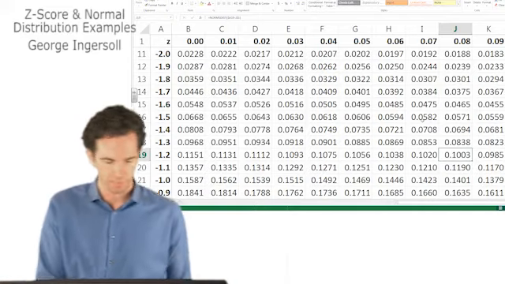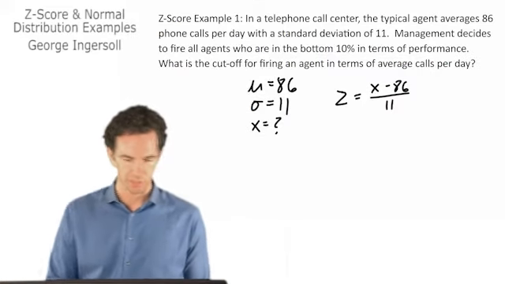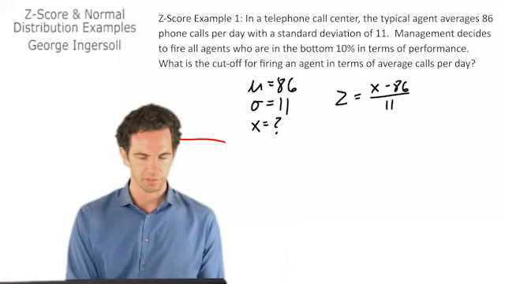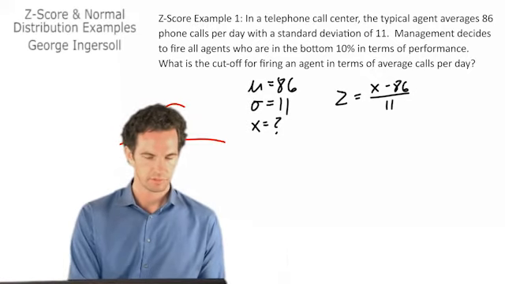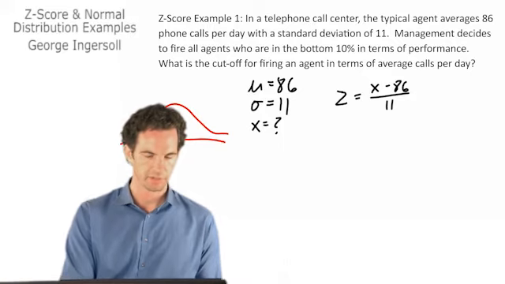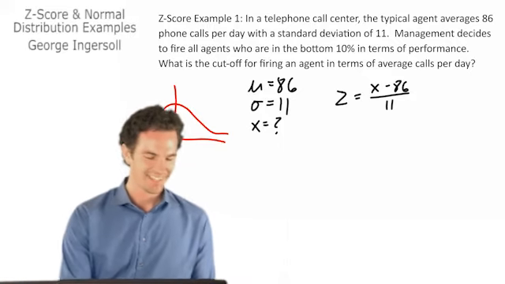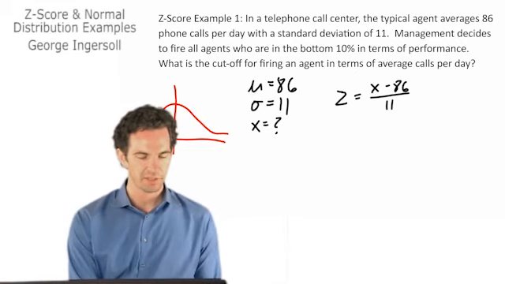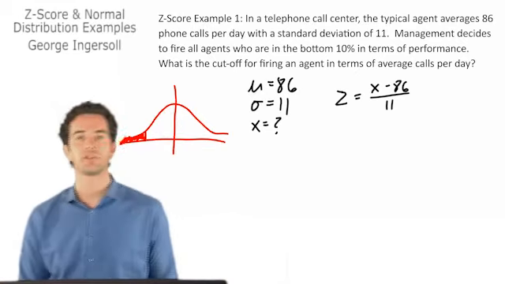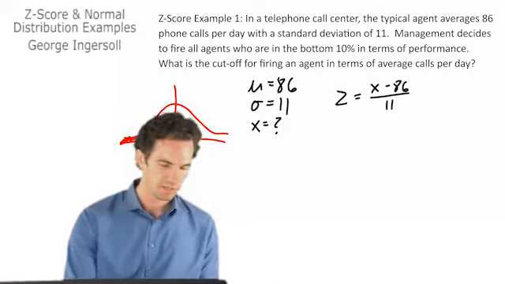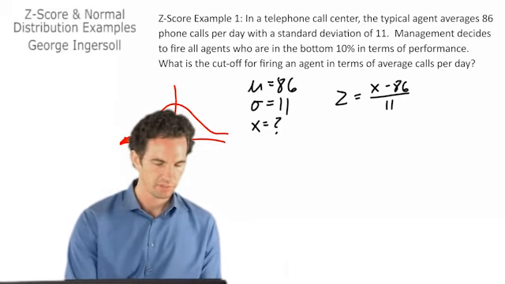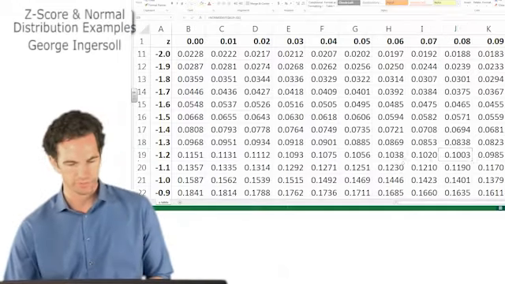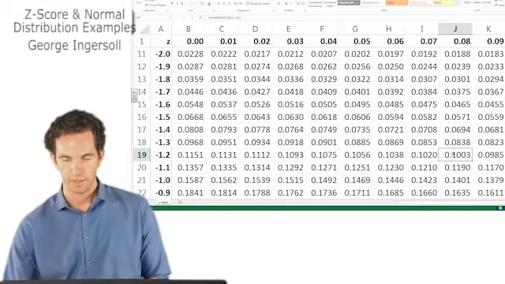In fact, let me make this a little bit more explicit. In terms of our normal distribution, if we say negative 1.28, the probability that's associated with that is everything to the left of that point. So if this is negative 1.28, this value that we got from our z table is 0.1.